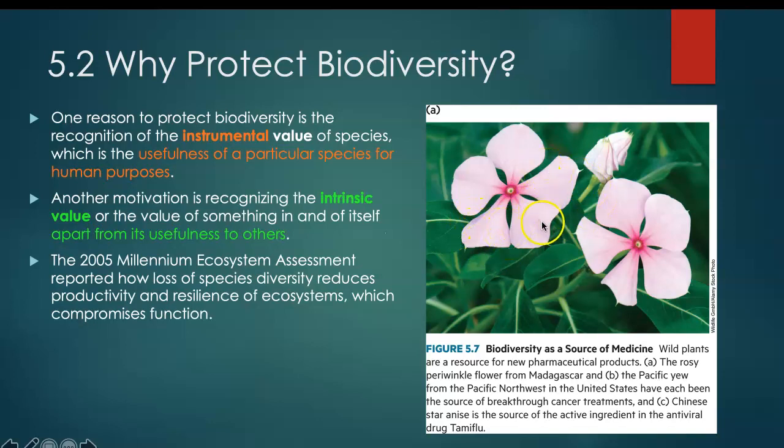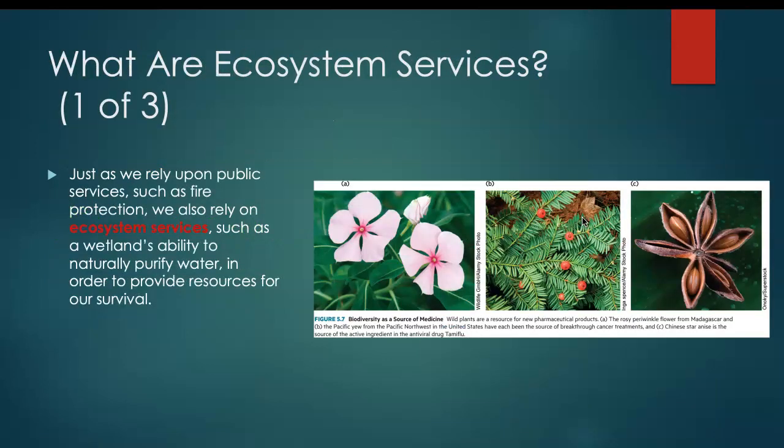And this is again the picture of the periwinkle. This is an example our textbook uses to demonstrate the value of a species. And that is instrumental value, I would say. What are ecosystem services? And hopefully you watch my slides. I'm going to post again.